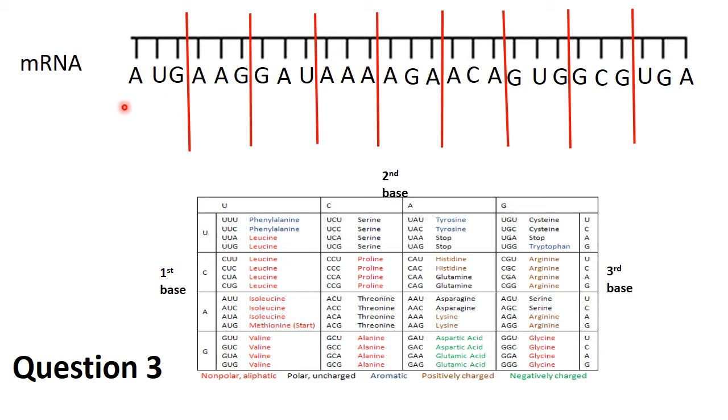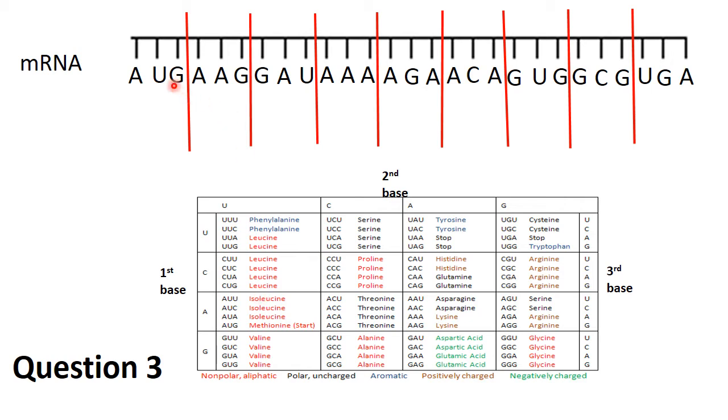Our first codon is AUG. So how you will decipher this on this chart, on this side is the first base. So our first base is A. So you find the row that corresponds to A, and that is here. The second base is U. So you find the column that corresponds with U, and that is here. Where this column and this row intersect is this cell.